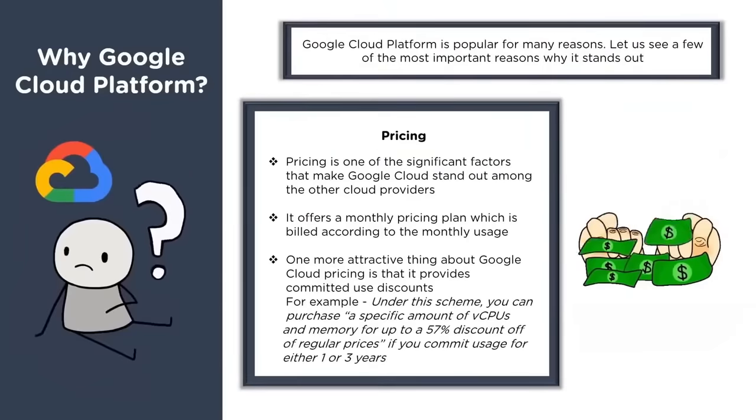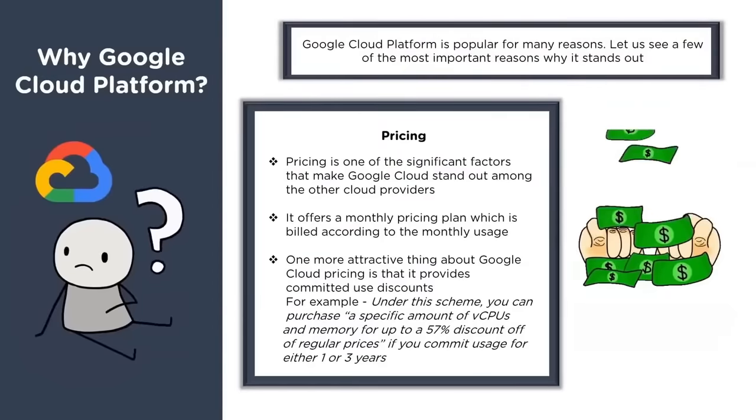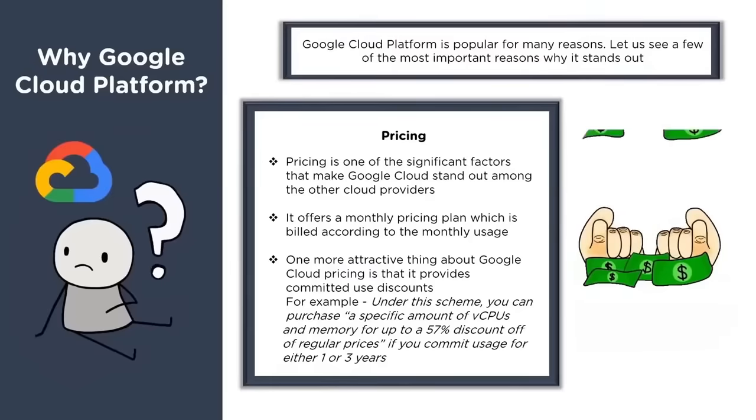One more attractive thing about Google Cloud pricing is that it provides committed use discounts. For example, under this scheme, you can purchase a specific amount of virtual CPU cores and memory for up to 57% discount off regular prices if you commit usage for either 1 or 3 years. Now, this is just one option. There are various such options which you can learn about from the Google Cloud page, and that really suits different customers for their different requirements.